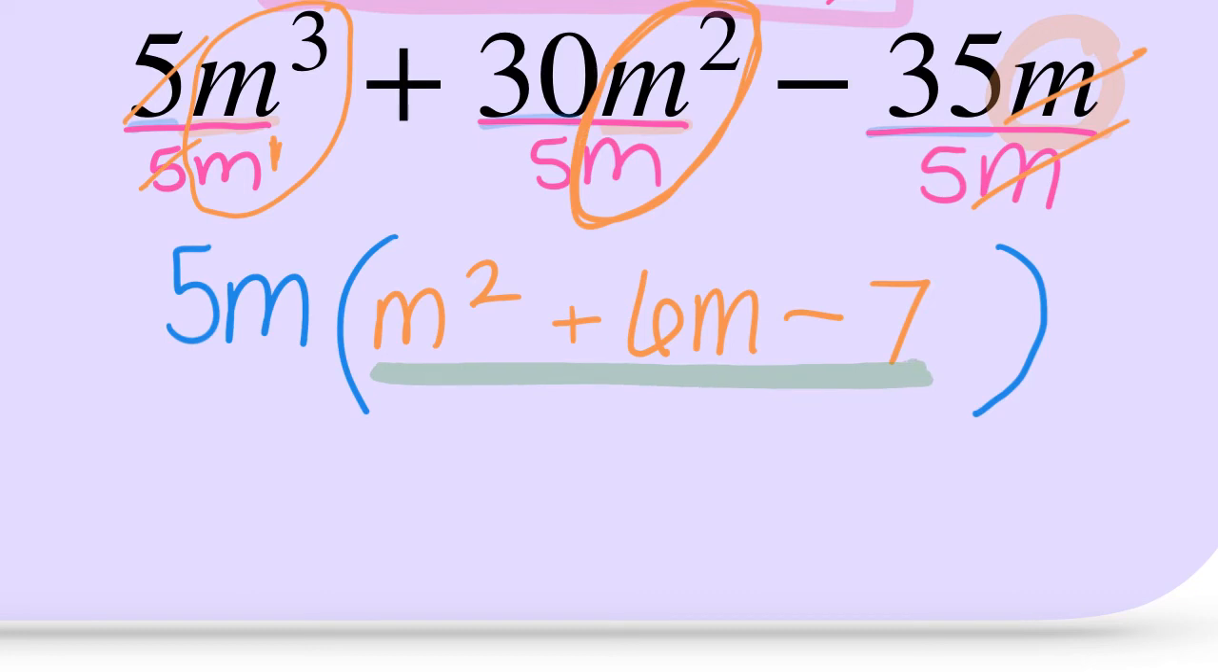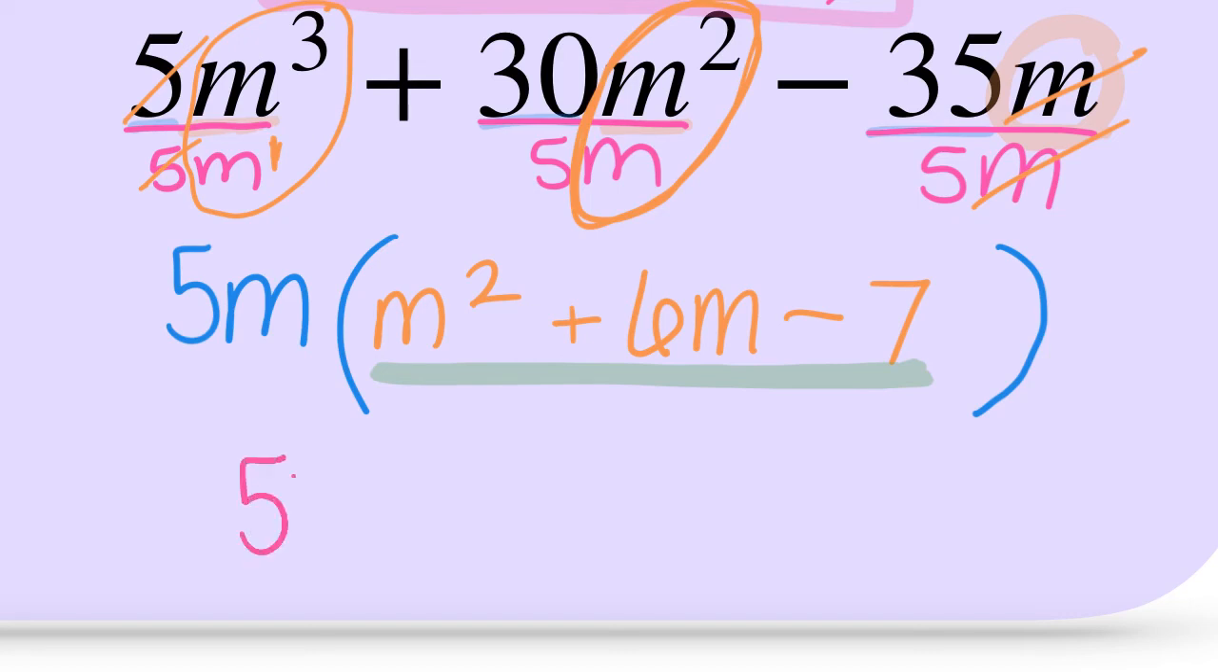I know it's a trinomial because it has 3 terms. It starts with m squared, right? As long as it has that first term as a squared and the middle term is just a 6m to the first power, as long as it looks like this format, we can factor it just like we have been doing. So let's go ahead and do that.